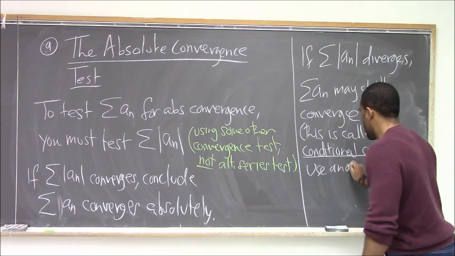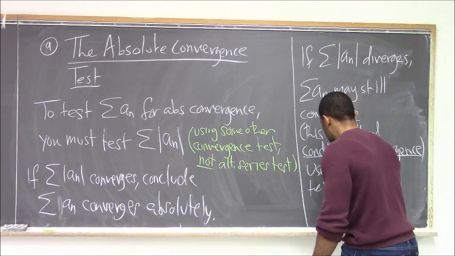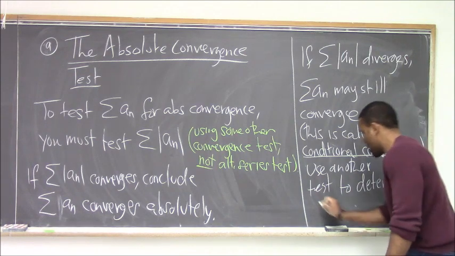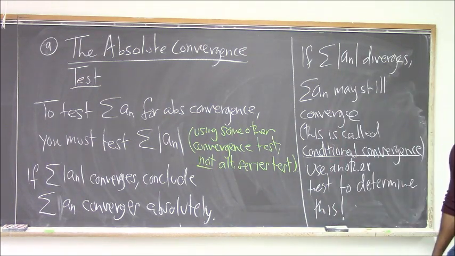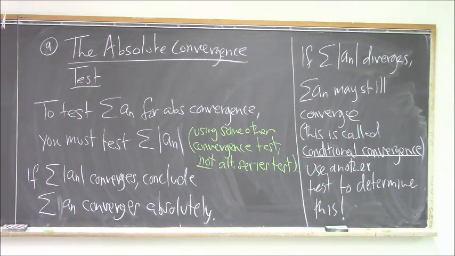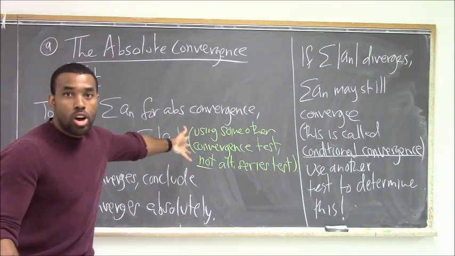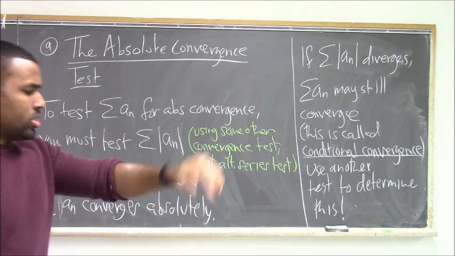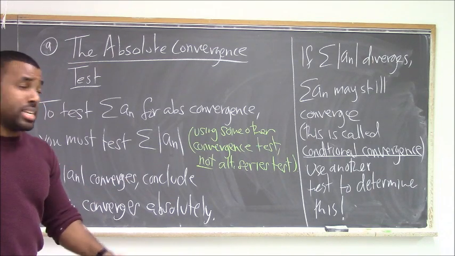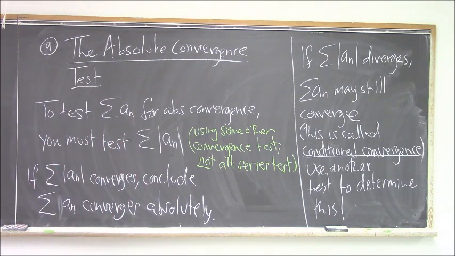Use another test to determine this, and this time the alternating series test would be included. It's called the absolute convergence test, but in and of itself, it's not really a test per se, because to actually determine whether something converges absolutely, you're actually going to use one of the other tests that I already told you about. So I'm going to chalk it there. But yeah, testing whether something converges absolutely is going to be very important, as I mentioned. Absolute convergence is a super important thing.